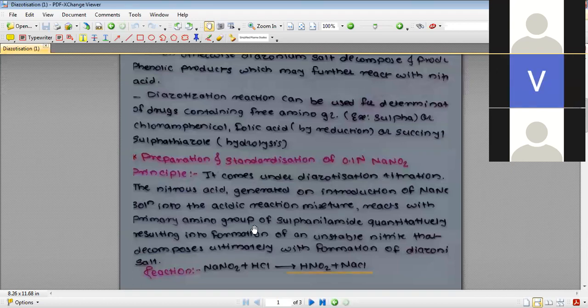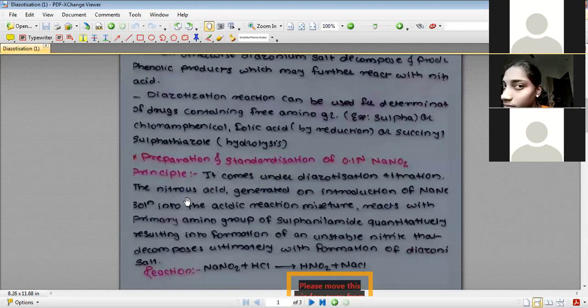We are going to react the formed nitrous acid. How can we prepare nitrous acid? By the reaction between sodium nitrite and hydrochloric acid. The formed nitrous acid will react with the primary aromatic amino group of sulfanilamide, and quantitatively we can determine the concentration of sulfanilamide.